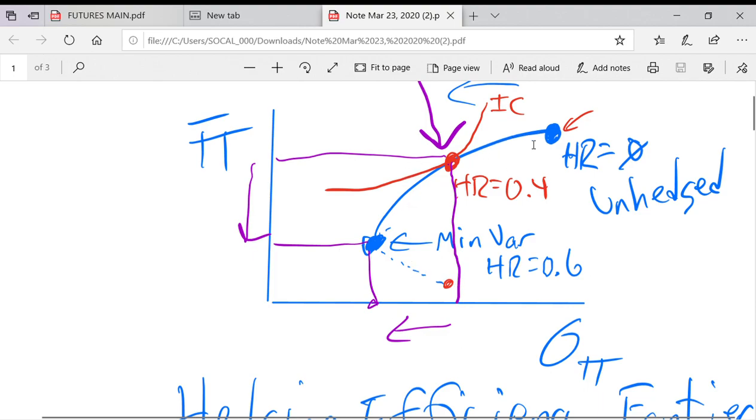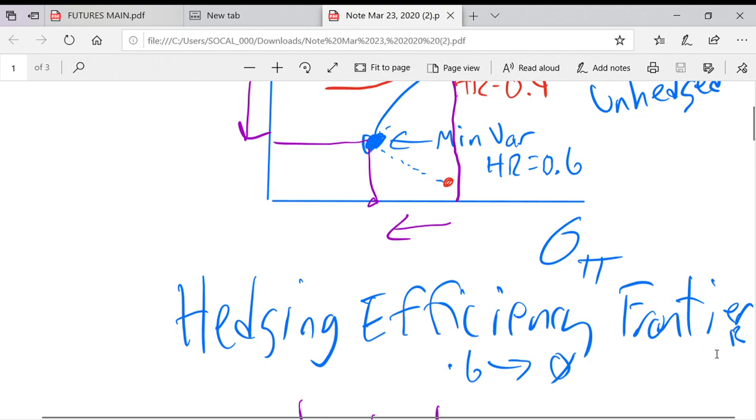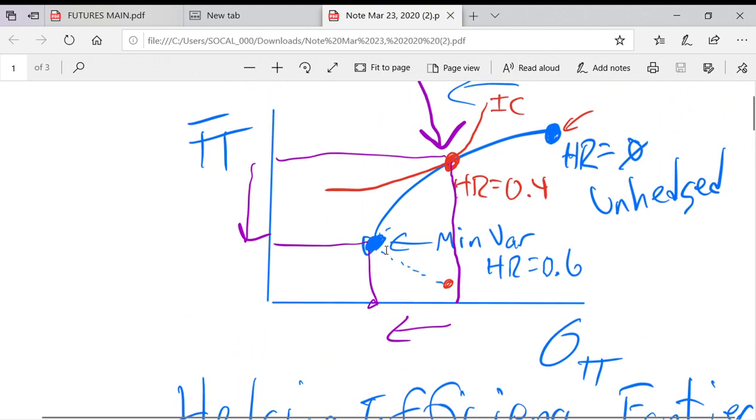From the red dot to this blue dot, the feasible set equivalent, but from the minimum variance blue dot to the unhedged blue dot, hedging efficiency frontier. Okay, the portfolio equivalent of the efficient set from here to here. And so the minimum variance hedge involves this amount of profit and this amount of risk, standard deviation risk.